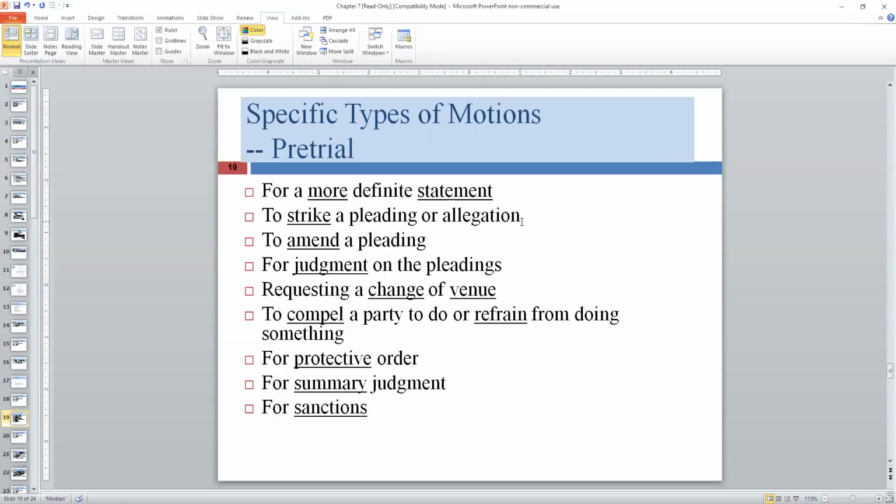Very abusive language or something like that, you might move to strike it. That would be an example of that. A motion to amend a pleading.